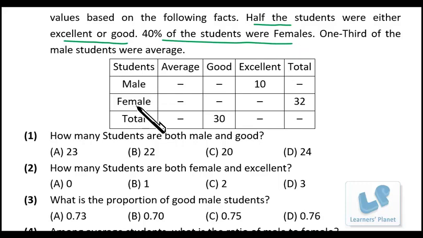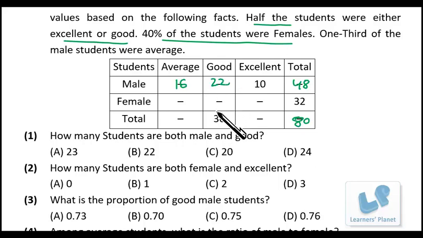Now we can see female total is 32, right? And 32 is 40%. That means 100% will be 80, so the total must be 80. So if 32 are female, that means 48 are males. Then one third of the male students were average. So out of 48, one third, that is 16, are average. Right? 16 and 10, 26, that means the remaining 22 are good.